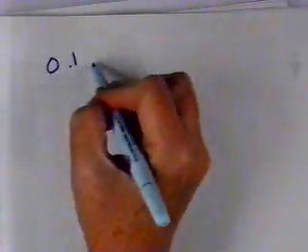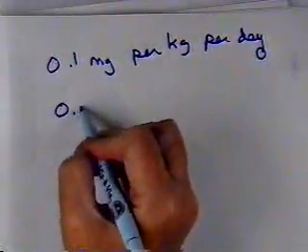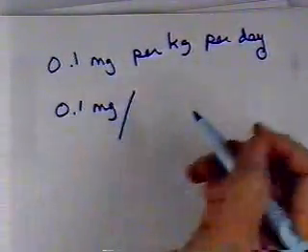Now, another thing we need to notice here, every time I wrote this, I wrote out the word per. 0.1 milligram per kilogram per day. You're no longer allowed to use the slash.